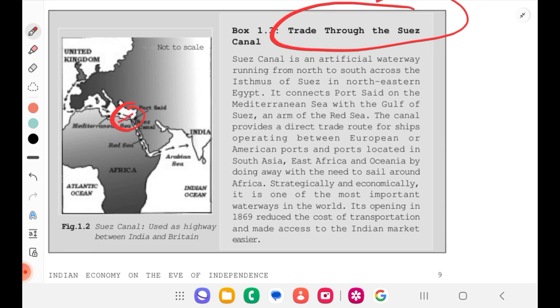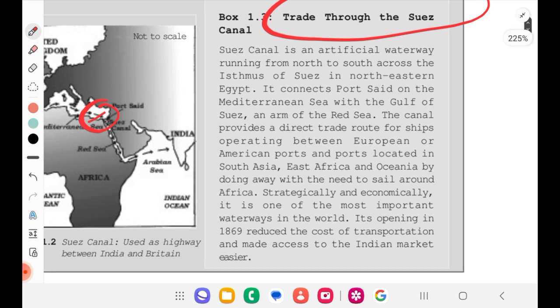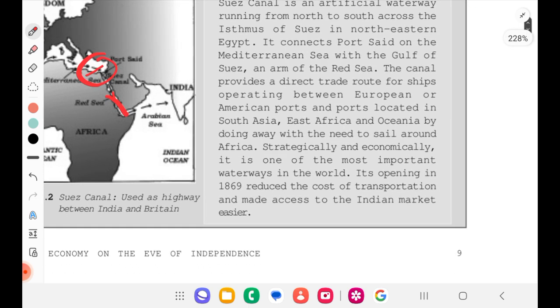It connects ports set on the Mediterranean Sea with the Gulf of Suez, an arm of the Red Sea. The canal provides a direct trade route for ships operating between European or American ports and ports located in South Asia, East Africa and Oceania, by doing away with the need to sail around Africa. Strategically and economically, it is one of the most important waterways in the world.